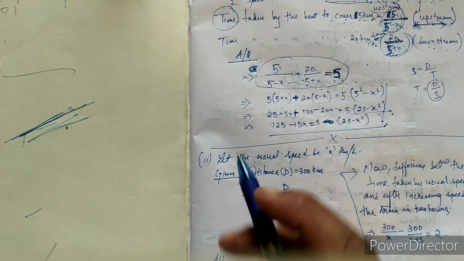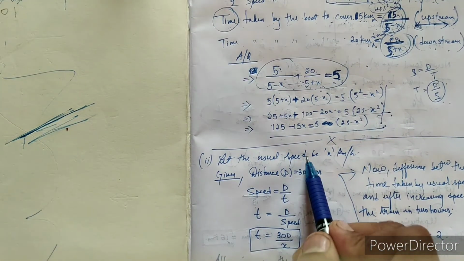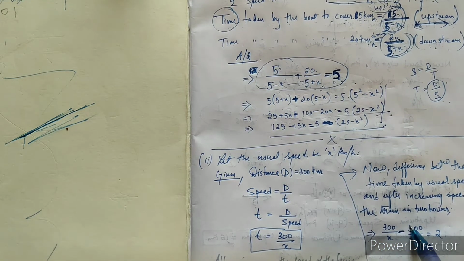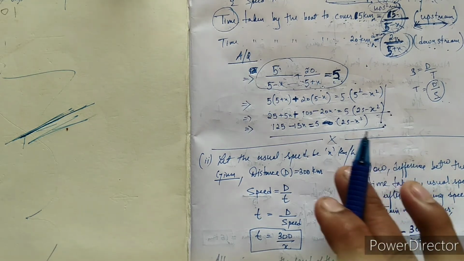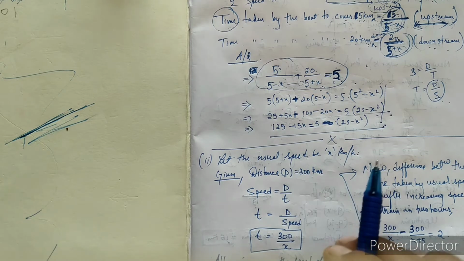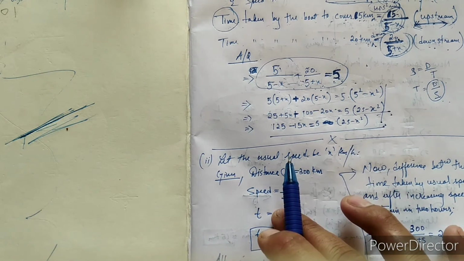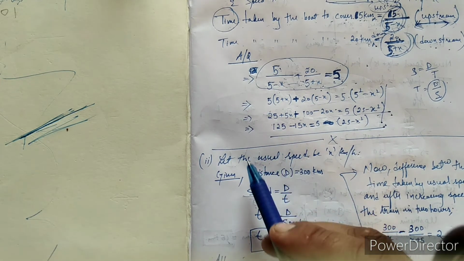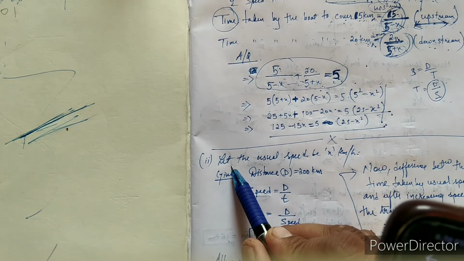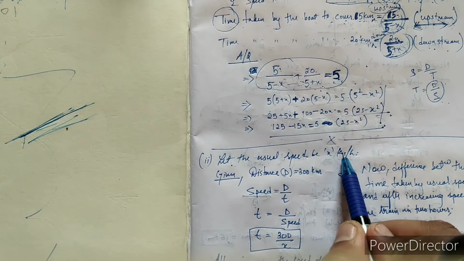Let's see, the next one is question number 2. I'll show you question number 2 also. Let the usual speed be x kilometer per hour. You'll automatically understand all the questions now, because I've explained 3-4 questions. The rest of the questions you'll be able to do by looking at the solution. You'll understand the logic here. In question number 2, we have to find its usual speed. Let the usual speed be x kilometer per hour.